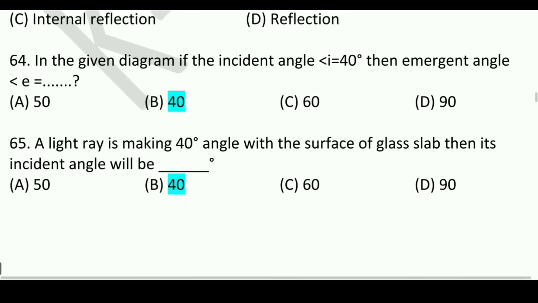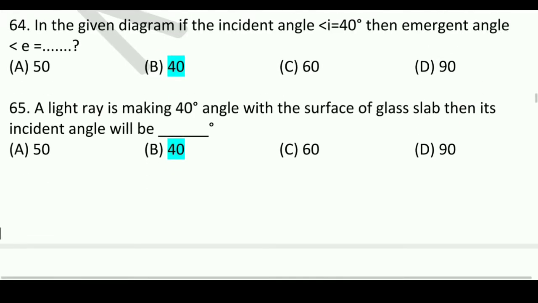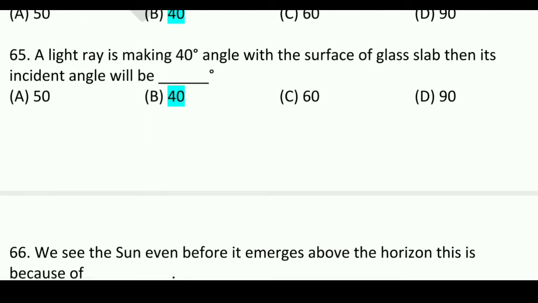Yes. Now, if the incident angle, that is angle I, is 40 degree, then the emergent angle, that is angle E, will be what? Yes, of course, it will be 40 degree. Okay. Next, a light ray is making a 40 degree angle with the surface of a glass slab. Then its incident angle will be dash. Yes, it will be 40 degree.